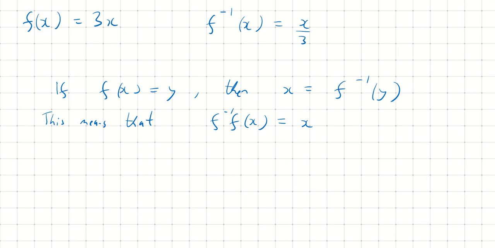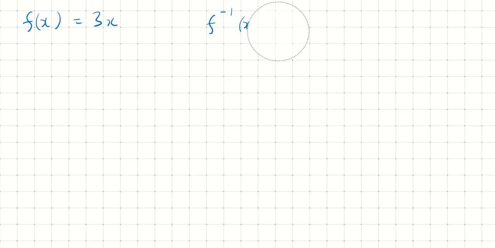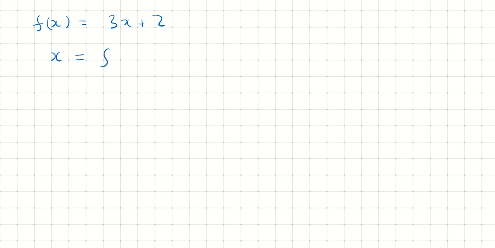So let's have a look at a more difficult example. So here's our function f(x) = 3x + 2. Now, in order to find the inverse function, there's a standard method that we can follow. What we do is first of all we write down x = f(y). So we're going to write this down as our method to follow.